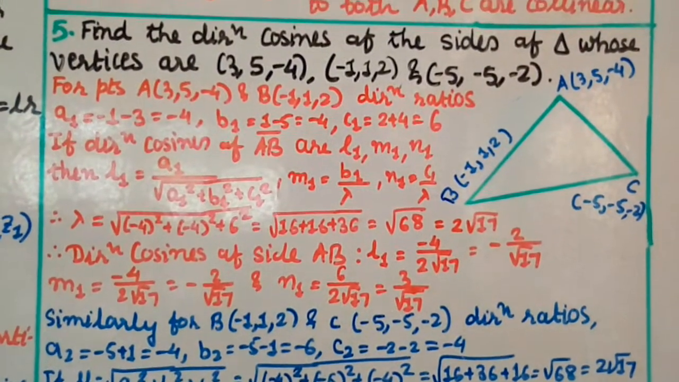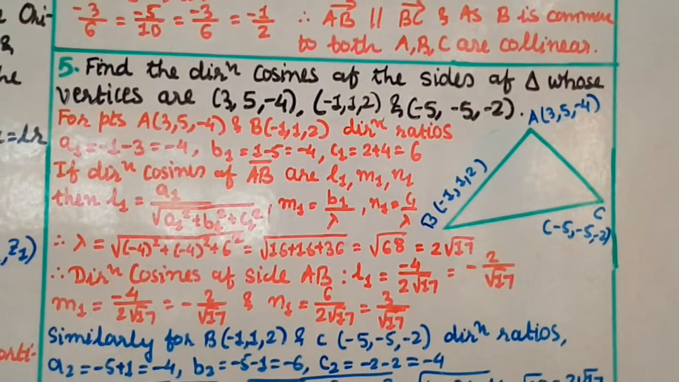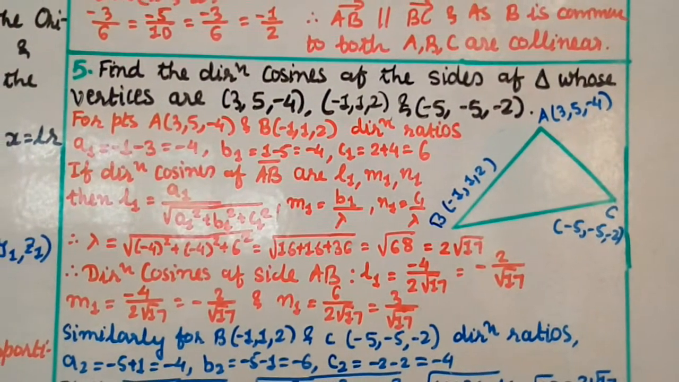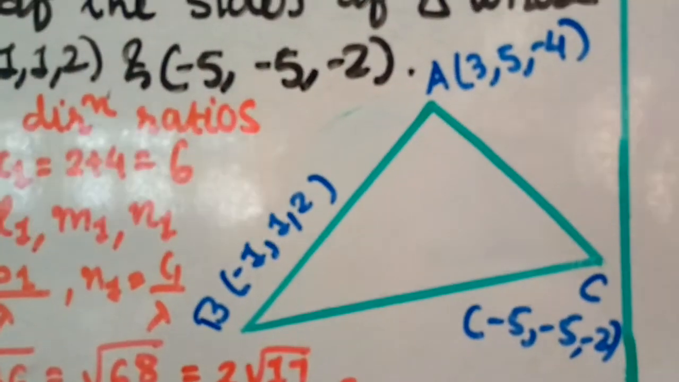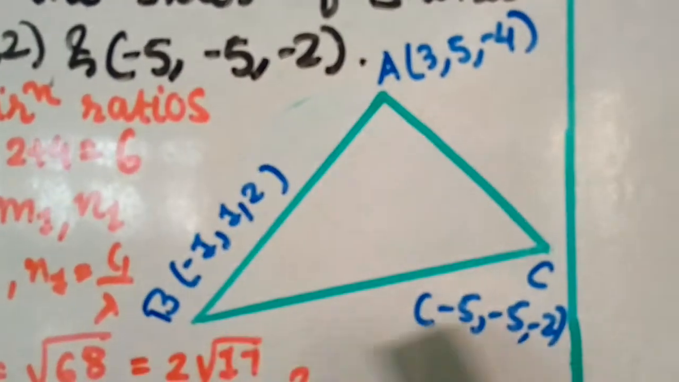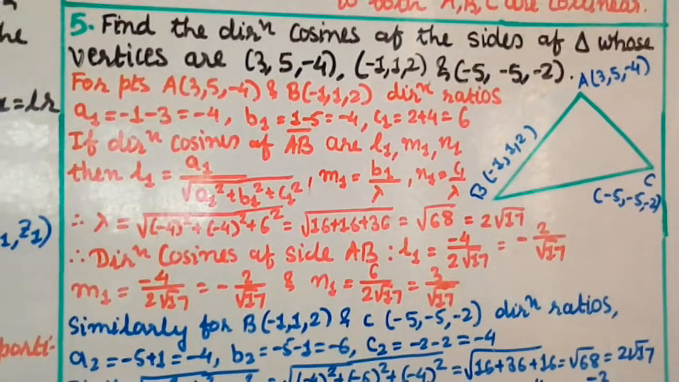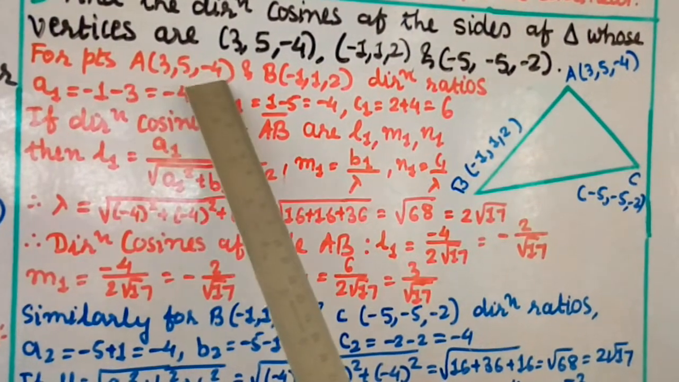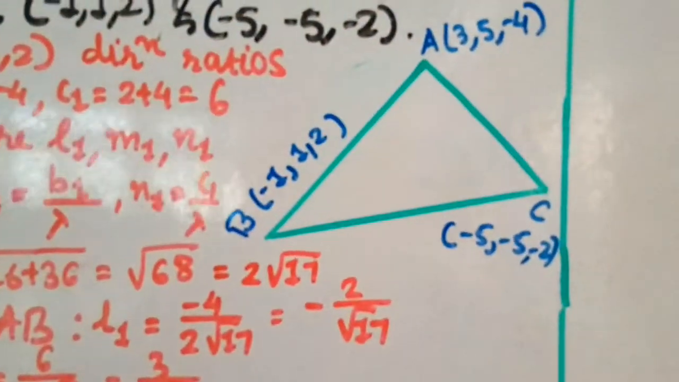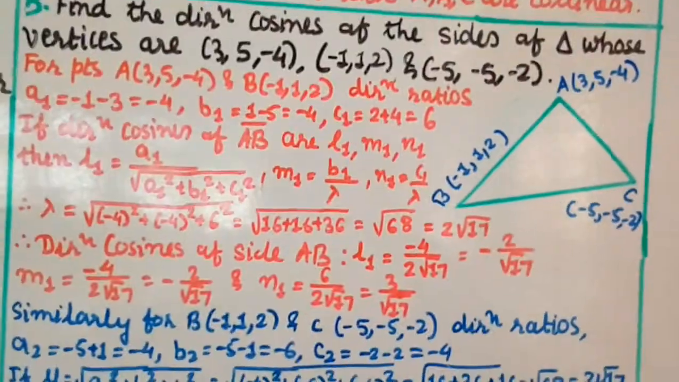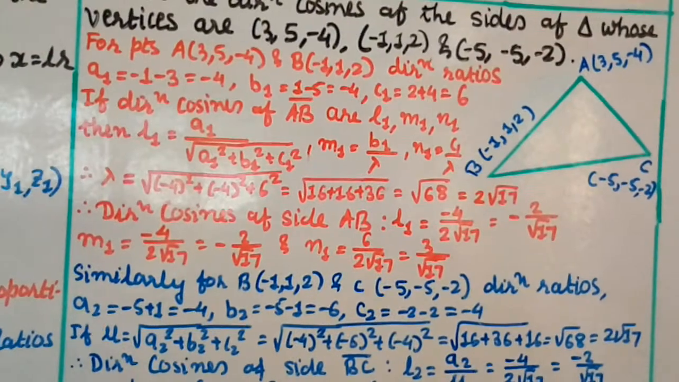Question number 5. Find the direction cosines of the sides of the triangle whose vertices are 3, 5, minus 4, minus 1, 1, 2, and minus 5, minus 5, minus 2. I draw the triangle with the vertices and call them A, B, and C, according to the given order. Point A is 3, 5, minus 4, and B is minus 1, 1, 2. Direction ratios for the side AB: I take the points A and B and, using the previous formula, I call this A1.